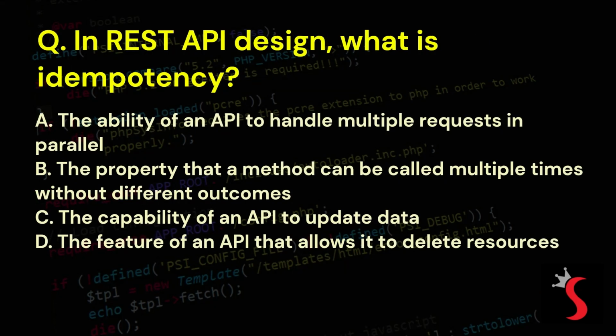In REST API design, what is idempotency? A. The ability of an API to handle multiple requests in parallel. B. The property that a method can be called multiple times without different outcomes. C. The capability of an API to update data. D. The feature of an API that allows it to delete resources.